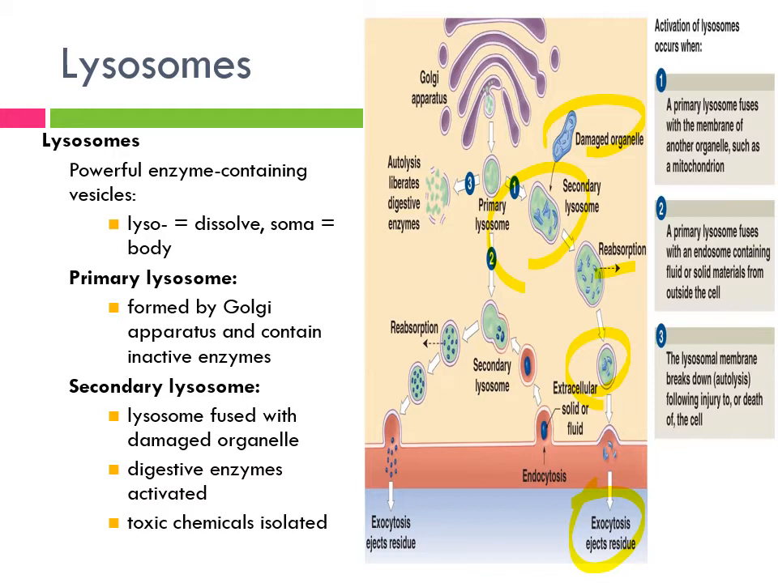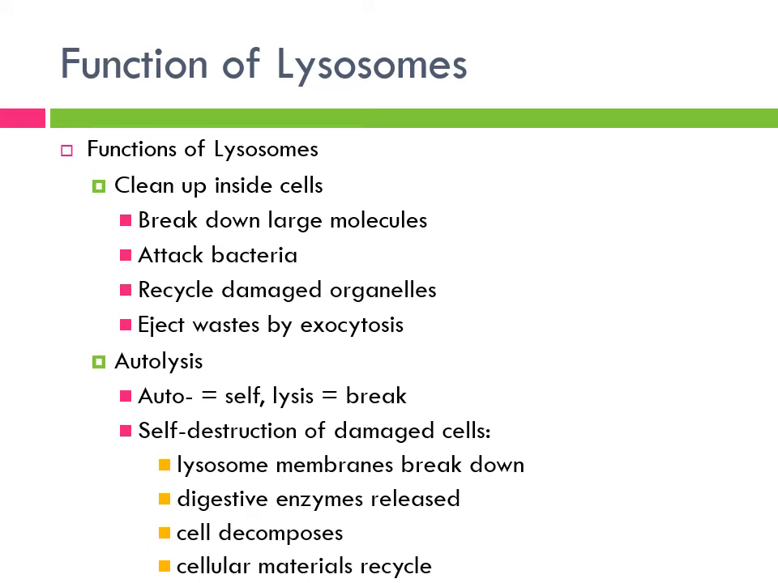So primary lysosomes are inactive. Secondary lysosomes are going to fuse with a damaged organelle or some type of pathogen and digest that, and then resorb what we can utilize within the cell, and then release anything extra through exocytosis. Our lysosomes function to clean up inside cells. They break down large molecules, attack bacteria, recycle damaged organelles, and then eject waste products by exocytosis.